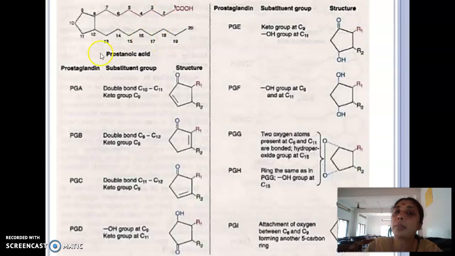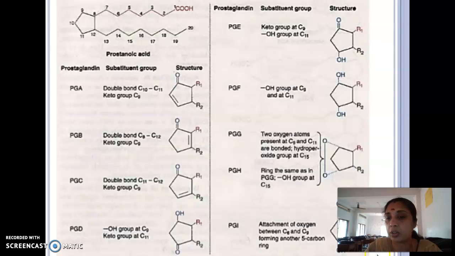Prostanoic acid is acted upon by different types of enzymes, giving rise to prostanoids. So prostanoids will have a double bond on the 13th position and then the hydroxyl on the 15th position, right? That forms the general structure of prostaglandins. Now each prostaglandin differs from the others in the position of the substituent groups and also the position of the double bond. Okay.